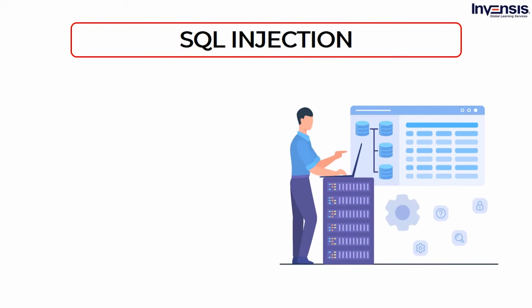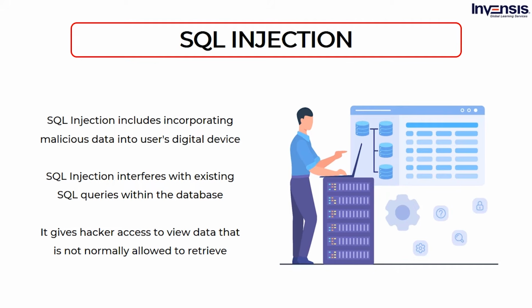The next type of cyber attack is called SQL injection. SQL injection is the latest type of cyber attack being launched by hackers. This includes incorporating malicious data into users' digital devices to enable the hacker to gain unauthorized access to all the crucial and confidential information belonging to the user. SQL injection is a cyber attack that allows a hacker to interfere with the SQL queries that an application incorporates into its database. It gives the hacker access to view data that is not normally allowed to be retrieved.